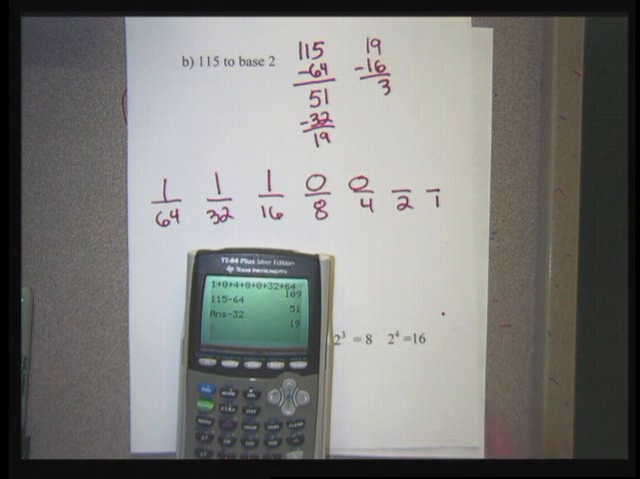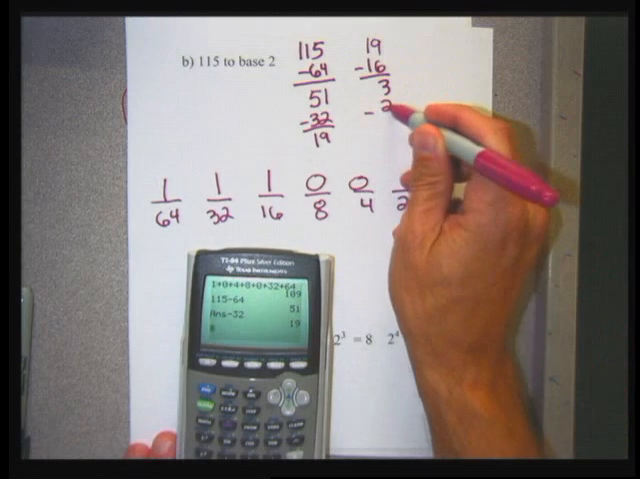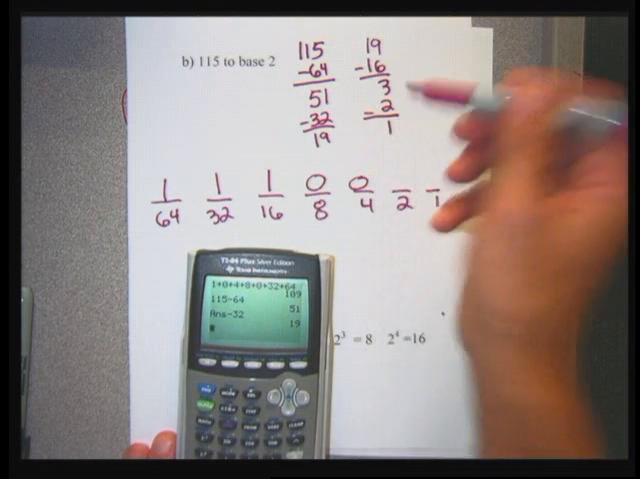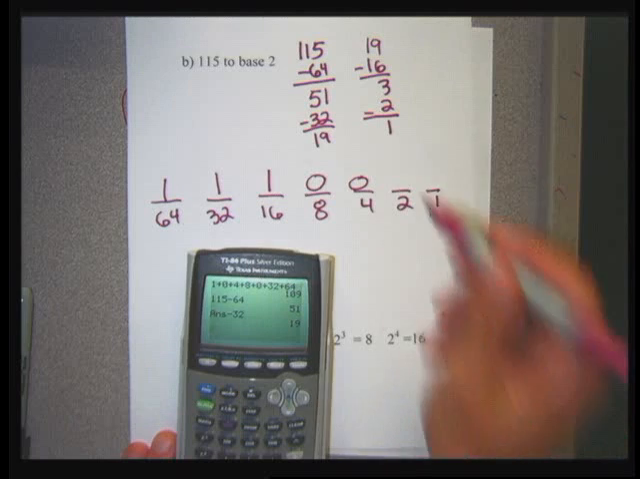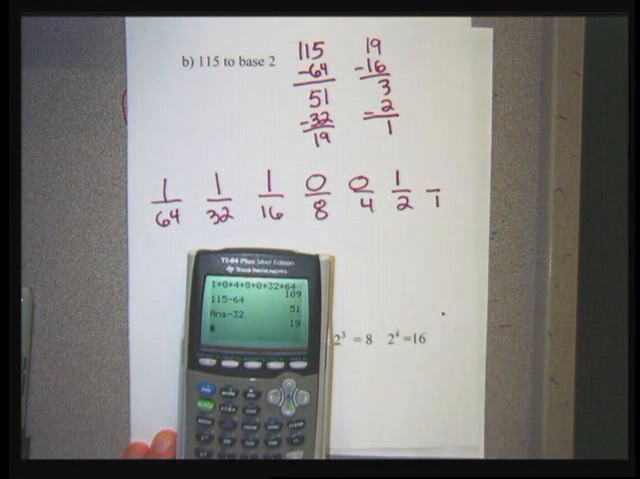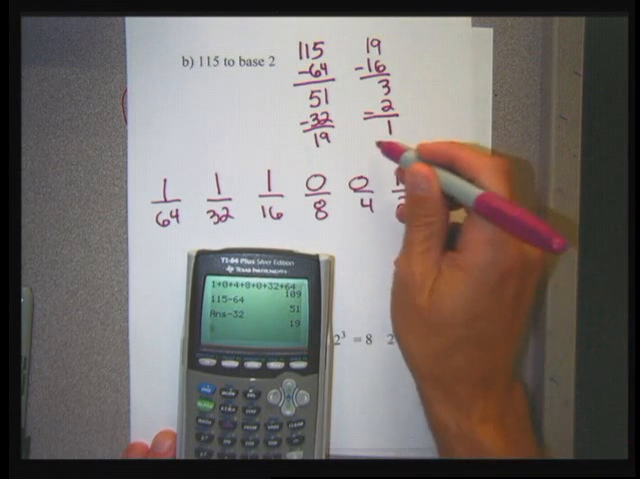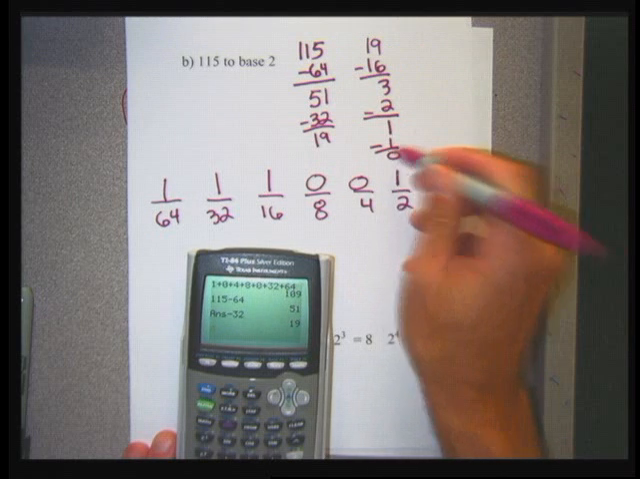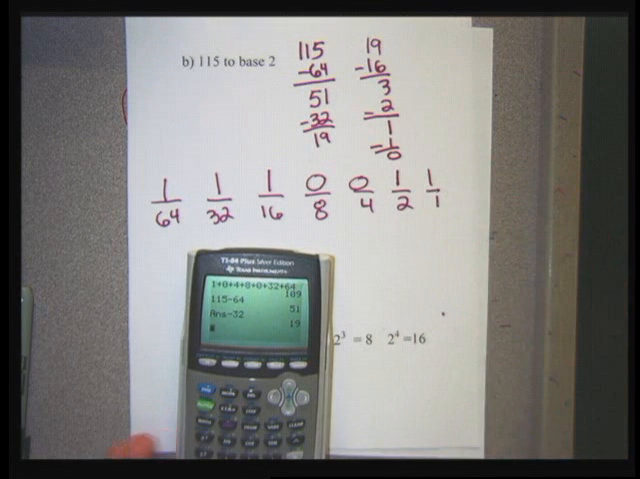The next number I see is 2. I'm able to subtract 2. 3 minus 2 is 1. If I subtract 2 again, I'd get negative, so I'm only able to subtract 2 one time. And then I go to the 1. If I subtract it one time, I get 0. If I subtract it again, I go negative, so I was able to subtract the 1 one time.